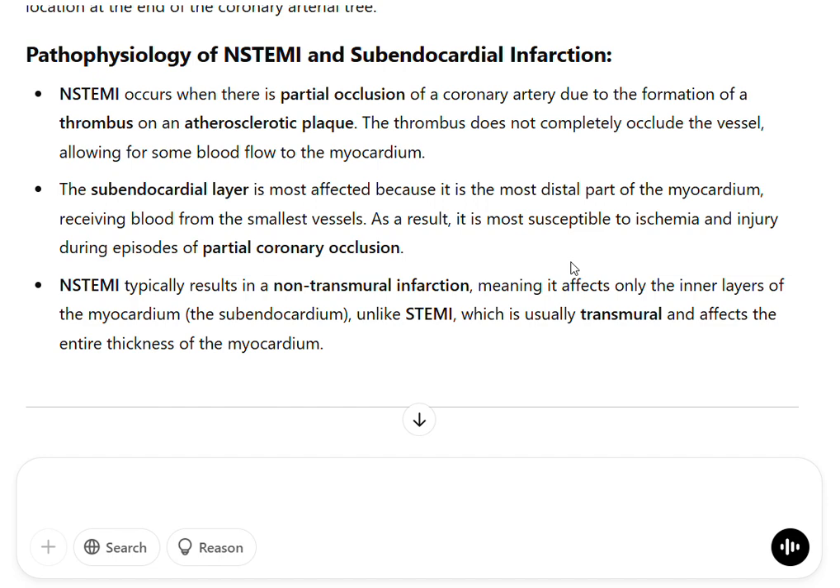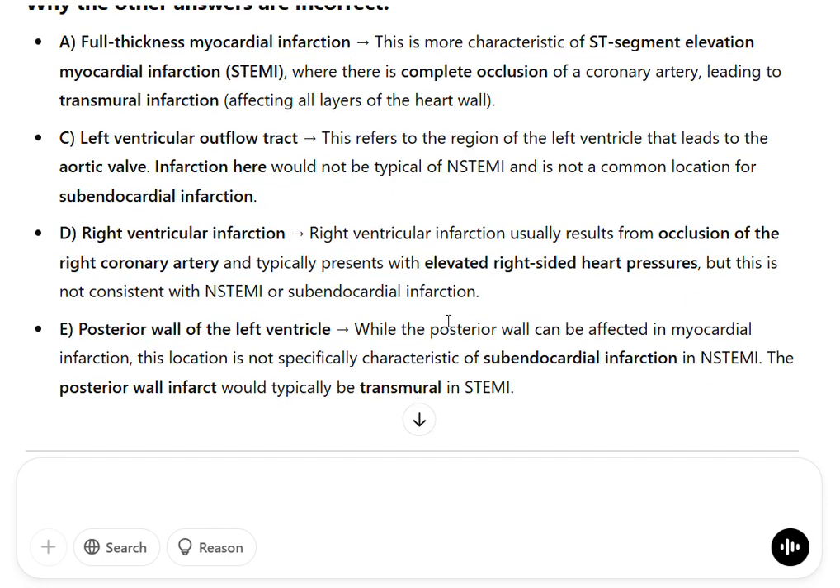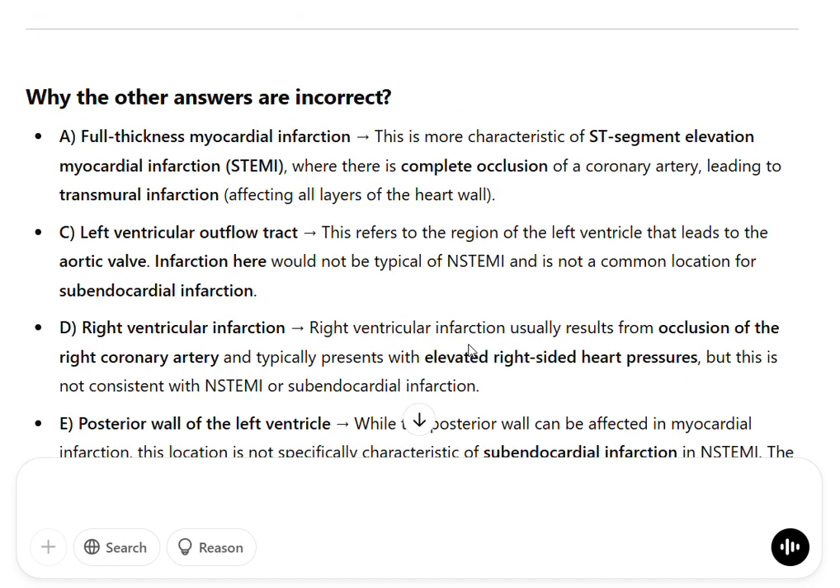NSTEMI typically results in a non-transmural infarction, meaning it affects only the inner layers of the myocardium, the subendocardium, unlike STEMI, which is usually transmural and affects the entire thickness of the myocardium. Why the other answers are incorrect? A. Full-thickness myocardial infarction. This is more characteristic of ST segment elevation myocardial infarction, STEMI, where there is complete occlusion of a coronary artery, leading to transmural infarction, affecting all layers of the heart wall.